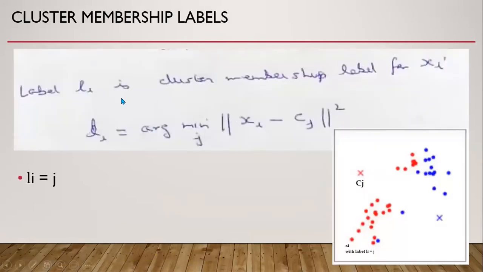So how is cluster membership decided? Let us say Li is the cluster membership label for point Xi. So Li is equal to argmin over j, where j is the cluster, of the square of the distance, or the Euclidean distance, between the point and the centroid. If this is shortest, then the label Li is equal to j.